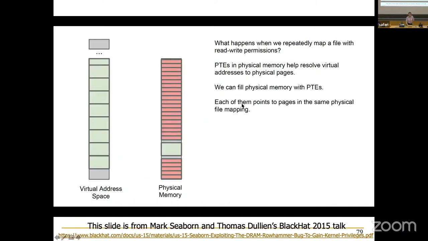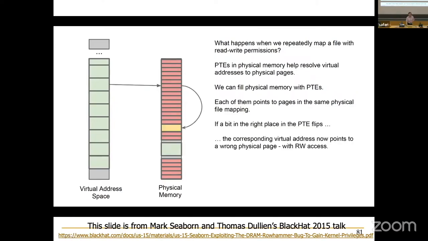Each of them points to pages in the same physical file mapping. So all of them point to this green part over here. Now, if a bit's in the right place and the page table entry flips, the corresponding virtual address now points to a wrong physical page with read-write access, because we opened the file with read-write access. We're able to write to this.